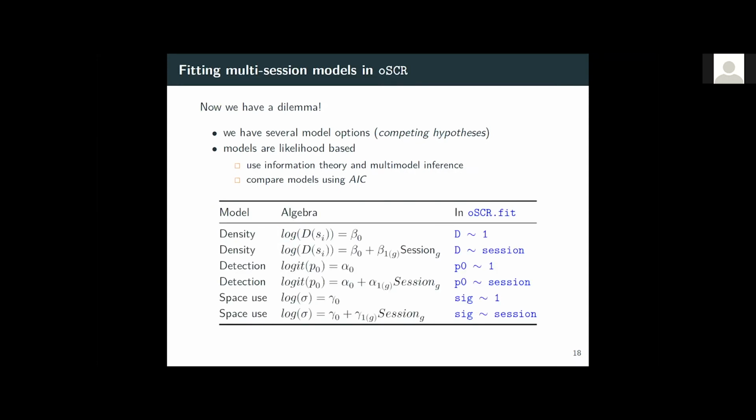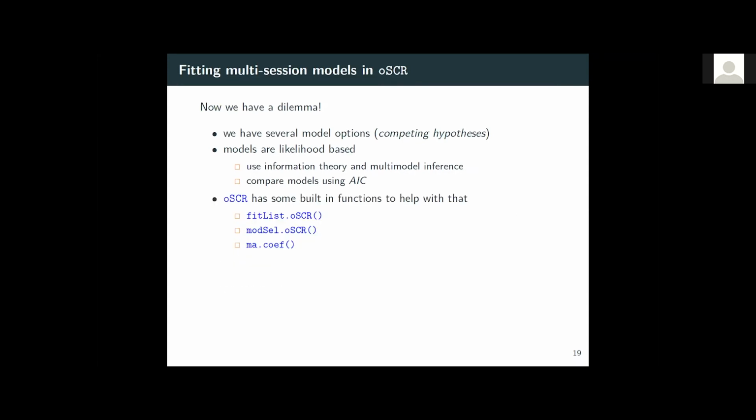So how do we do that in oSCR? Well, again, it probably won't be a surprise that we have some functions that are going to help us do this model comparison: fitlist.oSCR, modsel.oSCR, and macof. So fitlist is basically a helper function that helps you package up fitted objects, the models that you fit, maybe these models that I spoke about in the previous slide.